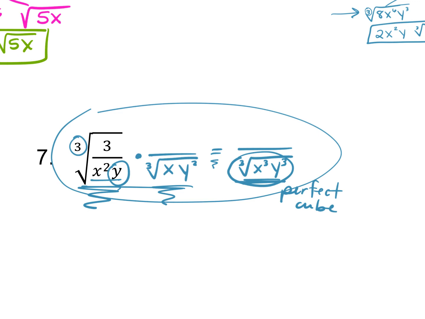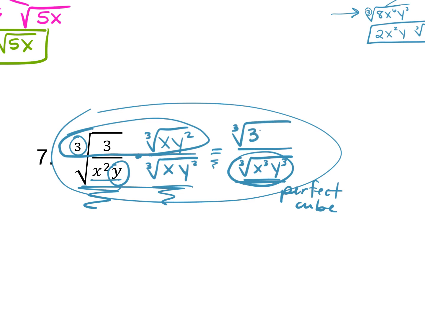So when we do that, we can't just multiply the denominator by that. We've got to multiply the numerator as well. So now I'm going to multiply across. Multiply across here, you get the cube root of 3xy squared. You can't do anything with that. That's going to stay put. The cube root of 3xy squared. Don't try to do anything here.